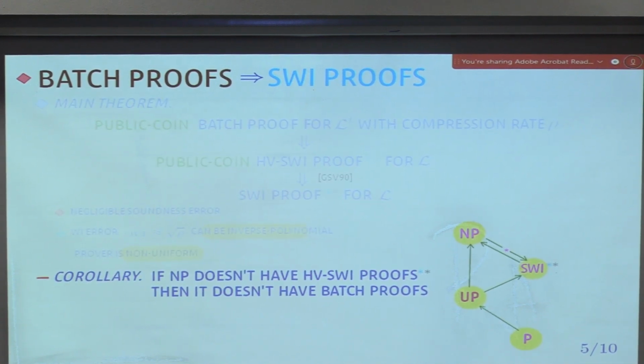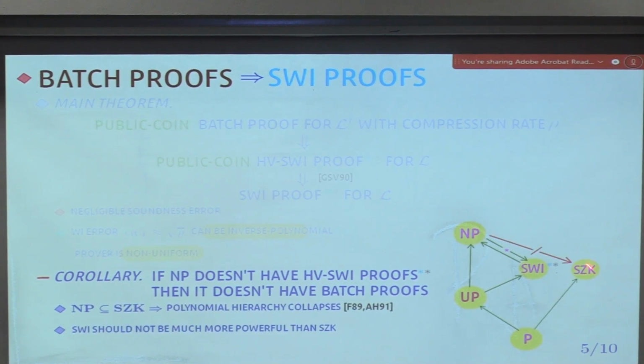But as I told you, this can be viewed as a negative result, and I'll explain why. The reason has to do with this class called SZK. This is the class of problems which can be proved in statistical zero knowledge. It was shown that NP cannot be contained in SZK by prior works of Fortnow and Aiello-Håstad. And it was shown that if NP is contained in SZK, then the polynomial hierarchy collapses.